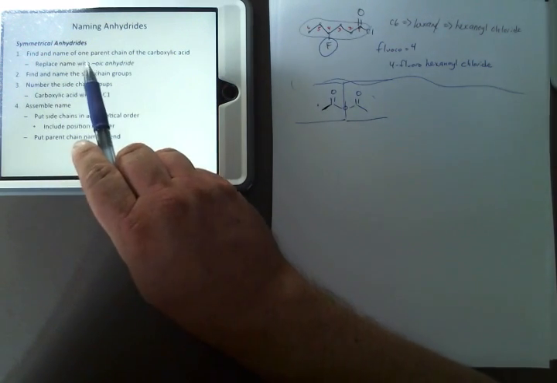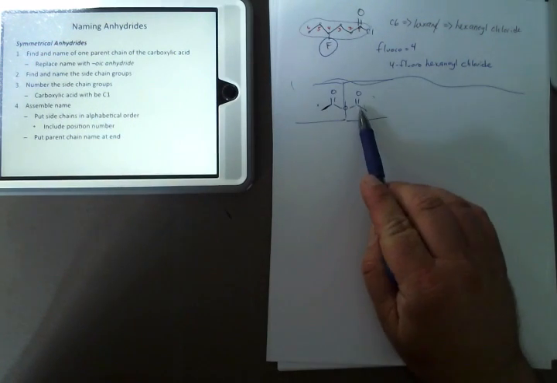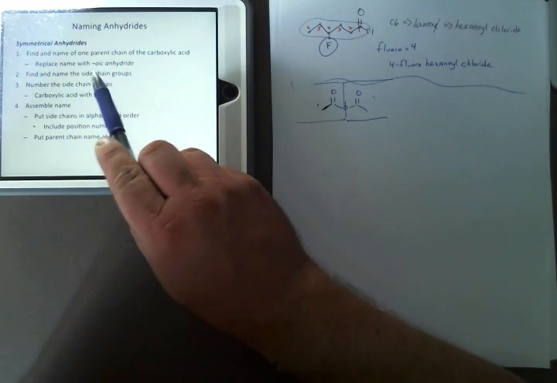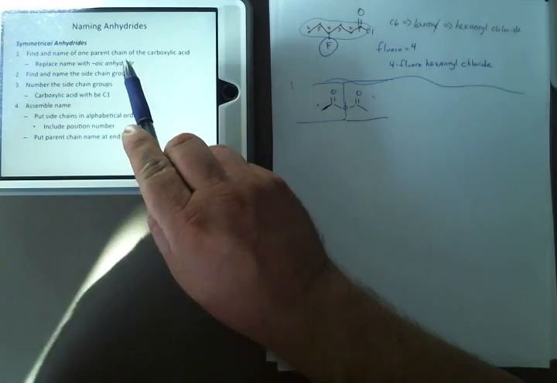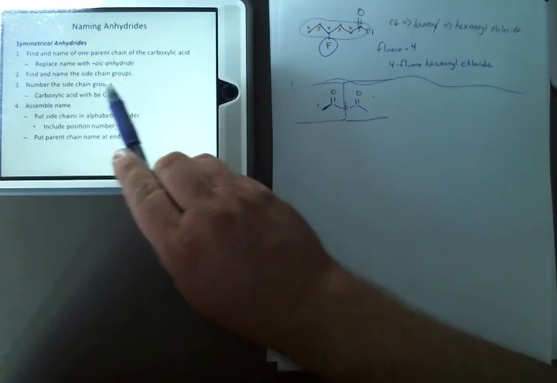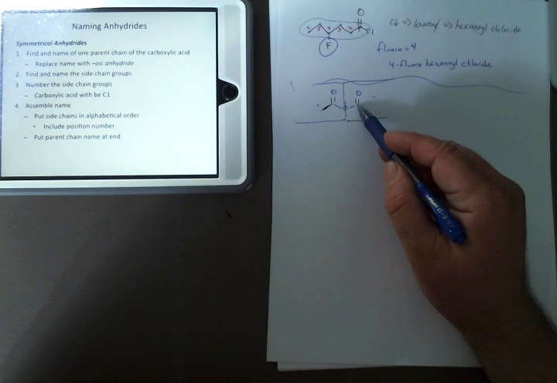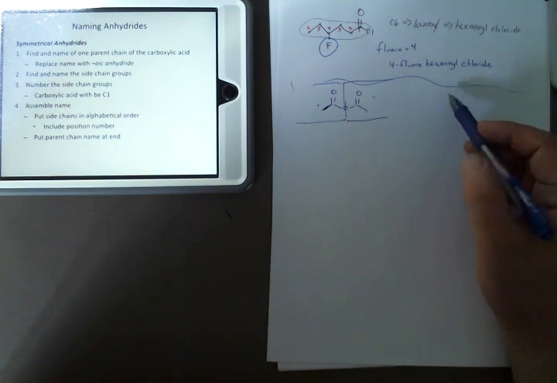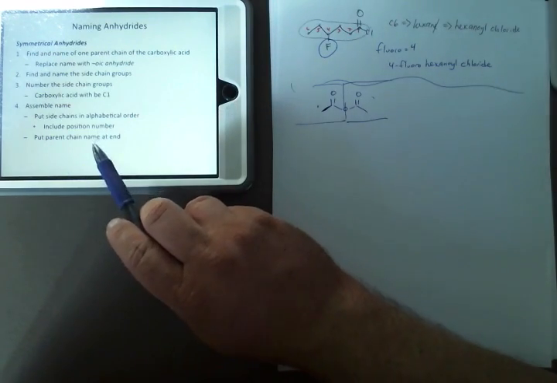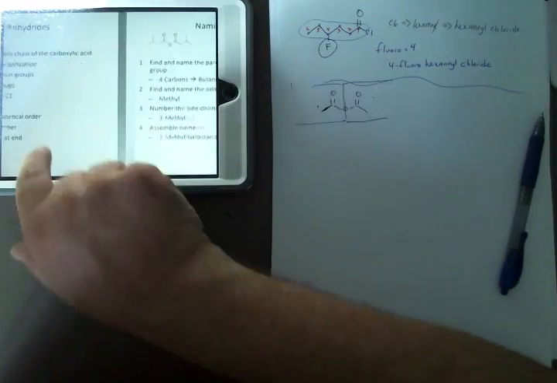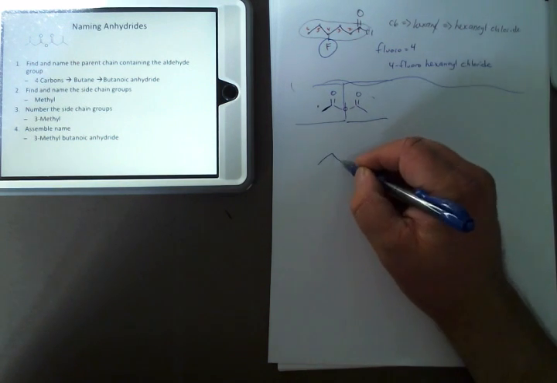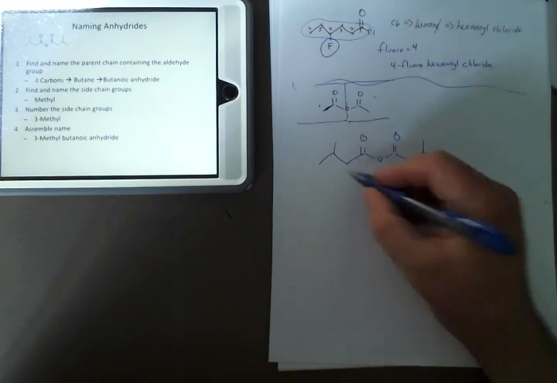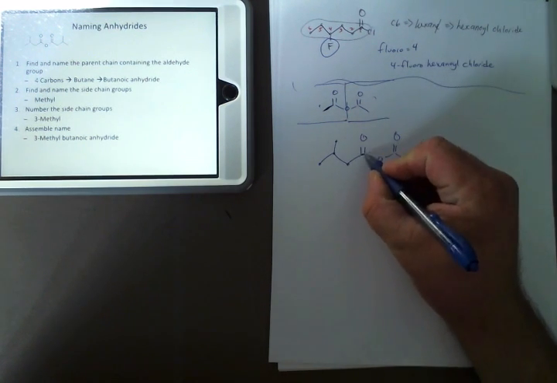Find and name the parent chain of the carboxylic acid, so of the C double bond O. You go out this way, just pick one of them, and at the end it would be oic anhydride at the end of the name. Then do the side chains. The C double bond O here is going to be carbon 1, so if you're doing the right side, it'd be 1, 2, 3, 4, going on out, and then a similar name as normal, with the parent chain at the end. And if you have something like this, put in your dots for your carbons if you want.